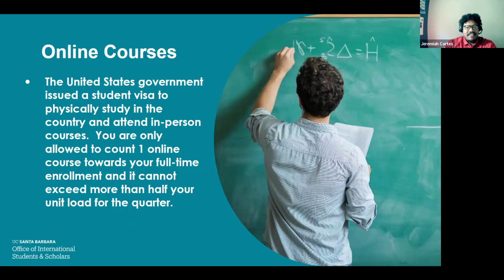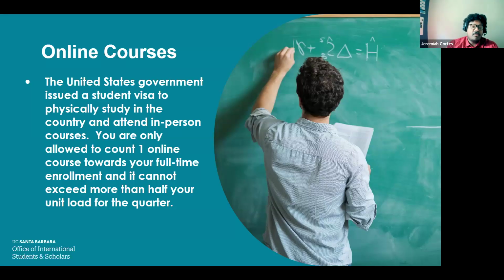So the online courses, what we do want to point out for today is that the U.S. government has issued you the student visa so that you can study here on campus. It's not primarily used for online courses, but you do have the option to take at least one online course to have that count towards your full-time enrollment each quarter. In the summer, you can go over that limit. It's a little bit different in the summer just because the minimum unit requirement for undergraduate students is 6 units, while for graduate students, it's 4 units.